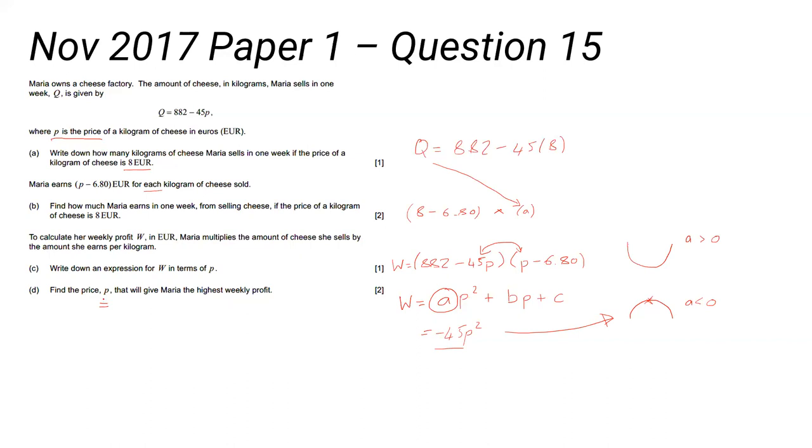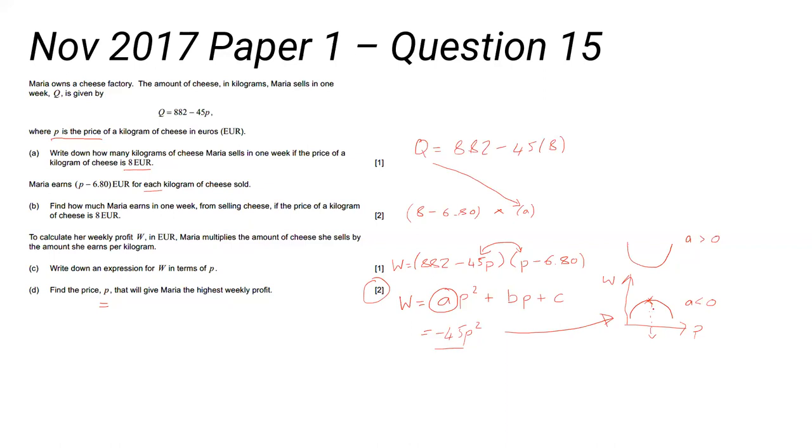And it says find the price P. So it's what value of P? P is effectively the value of X here, and W is the value of Y. We want the X value. We want the P value, if you like. This is going to be on a graph like that, where that's P and that's W. We want the P value. We want to know this value here. That's only worth 2 marks.